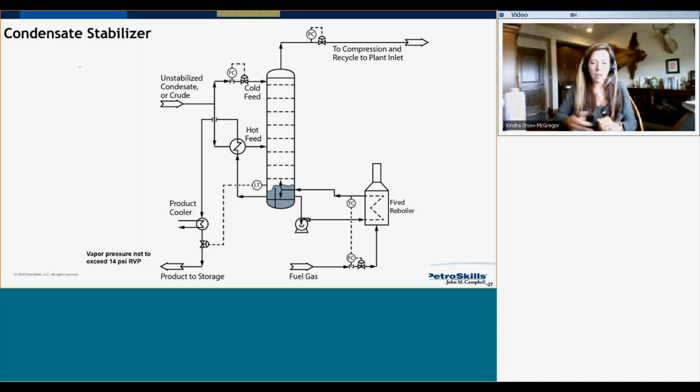All right, I kind of got lost on the bit of the overhead compressor part. Can you read that again, Clay, please?